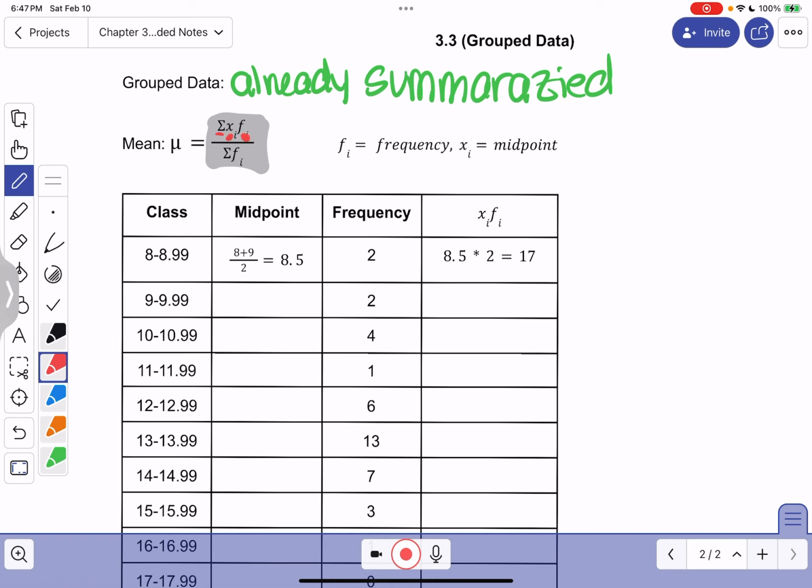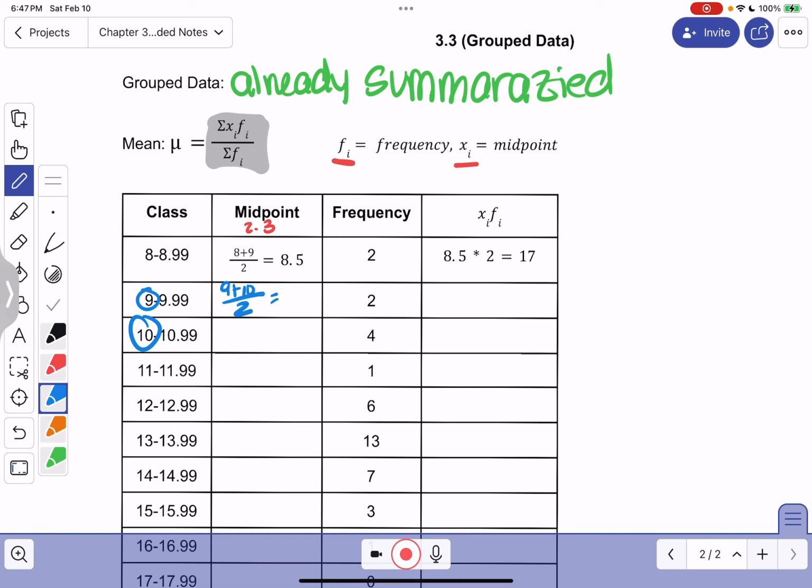To find the mean of grouped data, you have to find the sum of the midpoint times the frequency and then divide by the frequency total. Fi just means the frequency of that class. Xi means the midpoint of that class. You multiply them together. If you need a refresher on midpoint, see section 2.3. But what you really do is you add the two lower class limits together and then divide by 2.